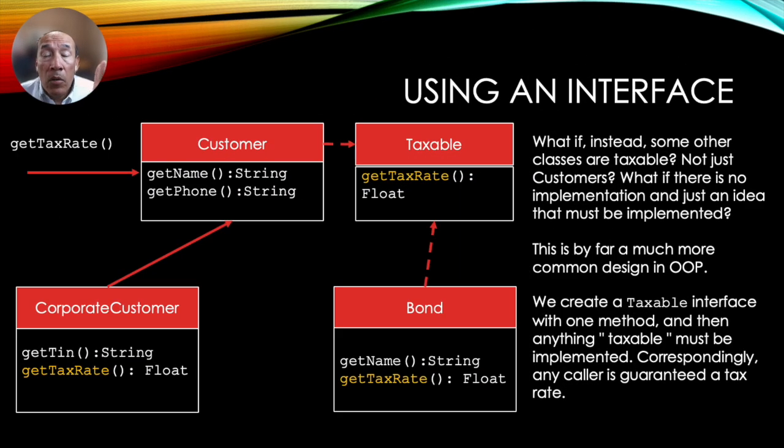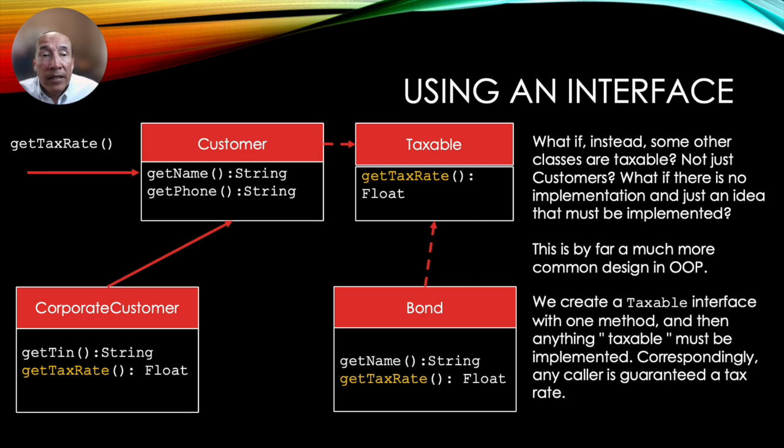Wow. Okay. This is why I did that. Something that is taxable isn't just a customer. A bond could have a tax rate. I'm like, wait a minute, that's crazy. Customer and bond have nothing to do with each other. You're right. They don't. But my method of getting a tax rate is applicable in other areas, even those that have nothing to do with each other. They're just things that are taxable. They are not an is-a relationship.